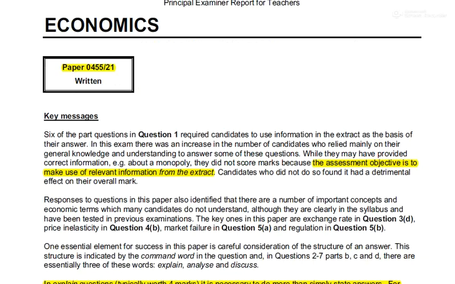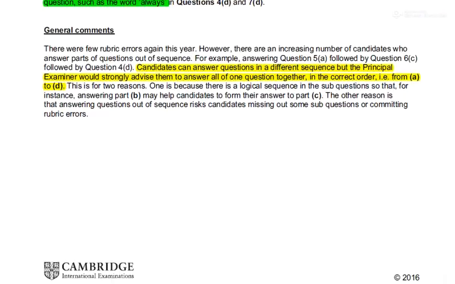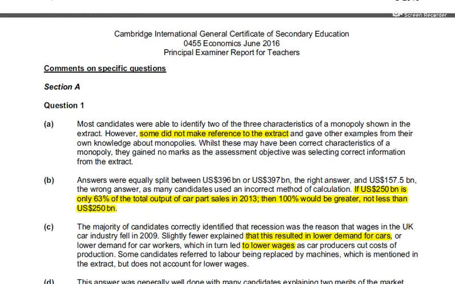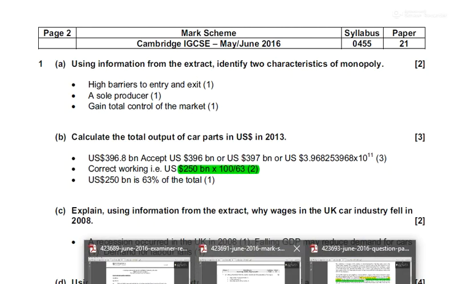What did the examiner say? Scrolling down. If 250 billion was 63%, then obviously 100% should have been greater than that. So 150 billion was definitely not the answer. Okay? And you need your calculator for that. Make sure you've got that.